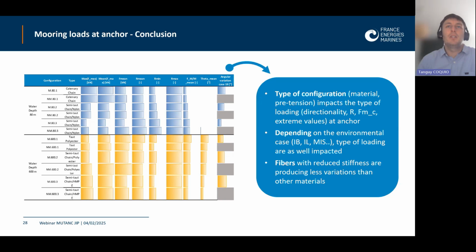Also, the angular variation can be more or less important. You can see that for the chain design, we will have an important loading variation, which is not the case when you go to nylon, and which is reduced for 100% polyester as well. The fact that the fibers reduce the stiffness produces less variation than other materials as well. And depending on the environmental condition, in between, in line, misalignment, the type of loading will be impacted as well.